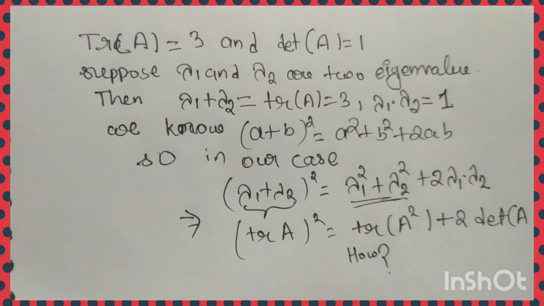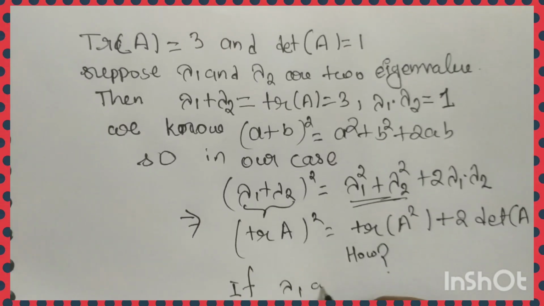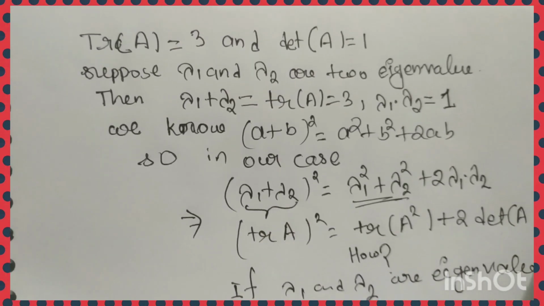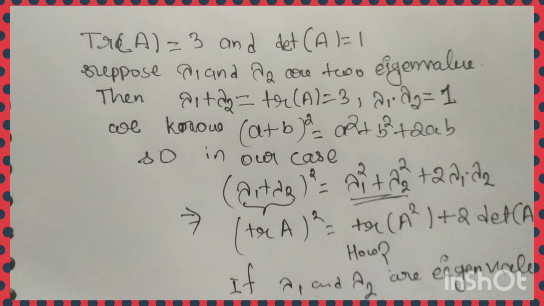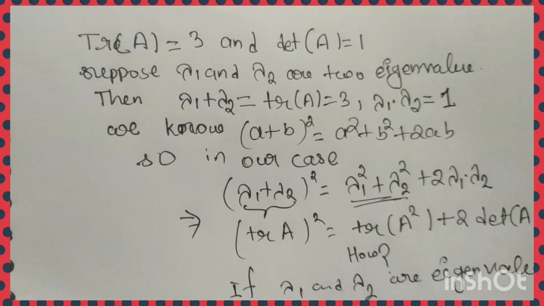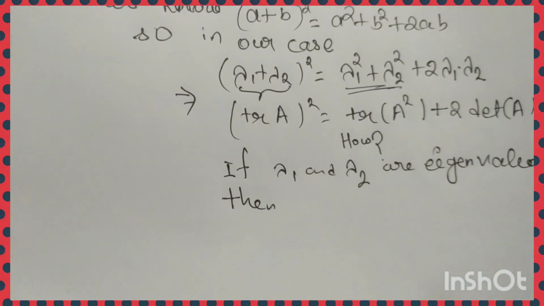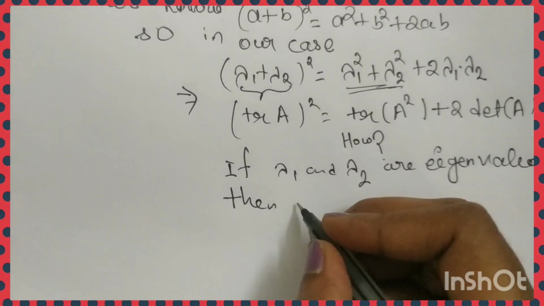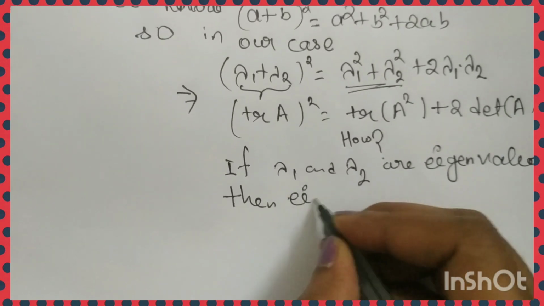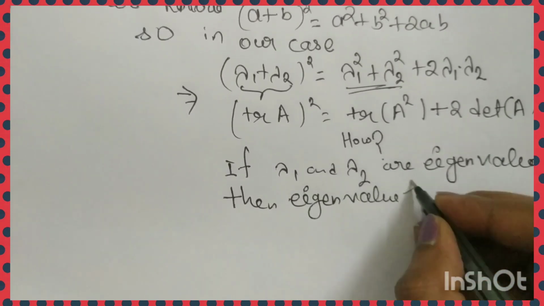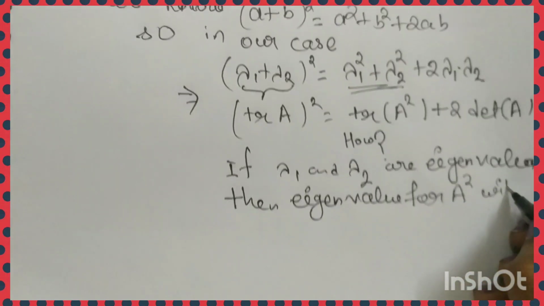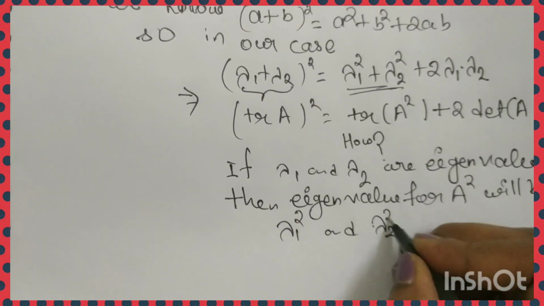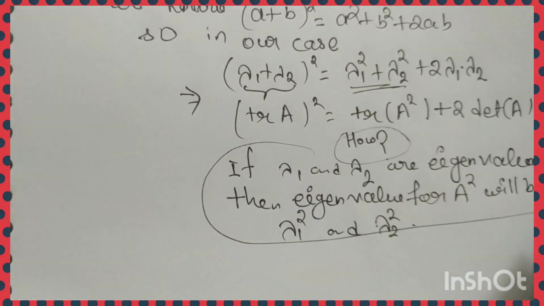See, if lambda 1 and lambda 2 are eigenvalues of A, then A square is what? A square is a polynomial of A, na? So here the same eigenvector will work. So that is why we will write then the eigenvalues for matrix A square will be what? Lambda 1 square and lambda 2 square. Okay, that is why this. Think about this a little bit, you will get it.